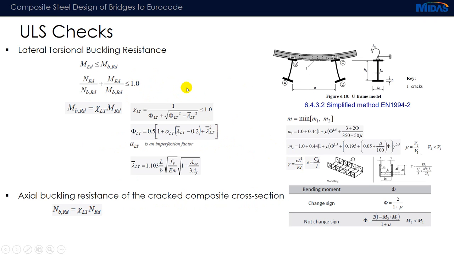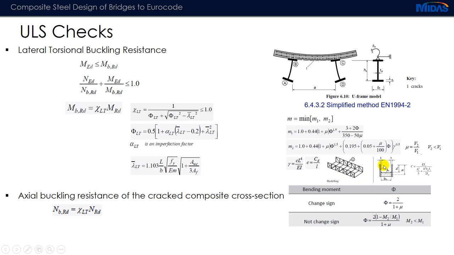Okay, now here are some additional checks for lateral torsion buckling resistance for composite sections. Now usually the check that is followed in Midas, the code based checks, is the simplified method defined in Eurocode 4 part 2, where it assumes a plate girder section to be an inverted U-frame section. Okay. So for the inverted U-frame, as per Eurocode 3, we have some values given for the equivalent stiffness of the U-frame structure.